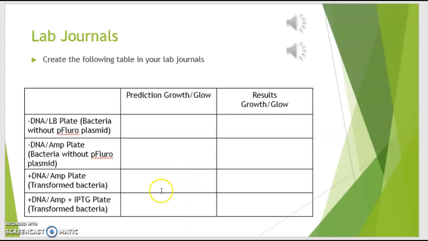The next two are referring to bacteria that do have the plasmid inserted. So would you expect E. coli with the plasmid to grow on a plate with bacteria food and ampicillin? And would you expect it to grow and glow there? Would you expect E. coli with the plasmid to grow and or glow on a plate that has bacteria food, ampicillin, and a chemical known as IPTG? So you record your results here on the prediction.